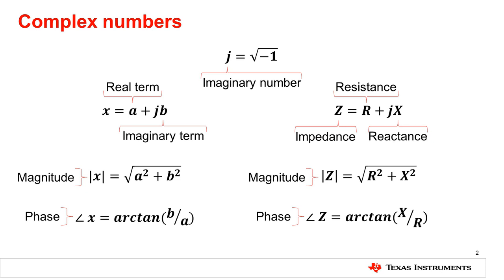Similarly, electrical impedances, denoted by the letter Z, can have both real and imaginary parts. The real part is called resistance and is represented by the letter R. The imaginary part is called reactance and is represented by the letter X. The magnitude and phase of a complex number can also be used when describing the impedance of a passive component.